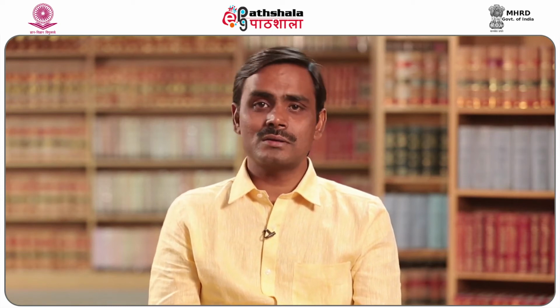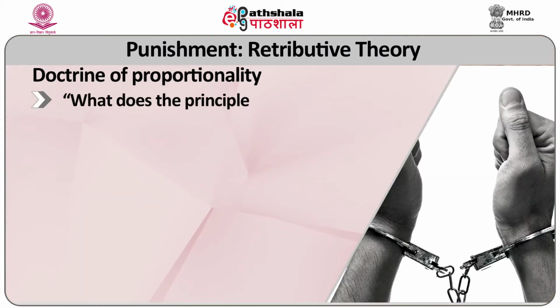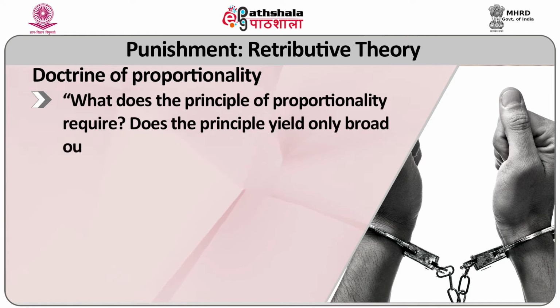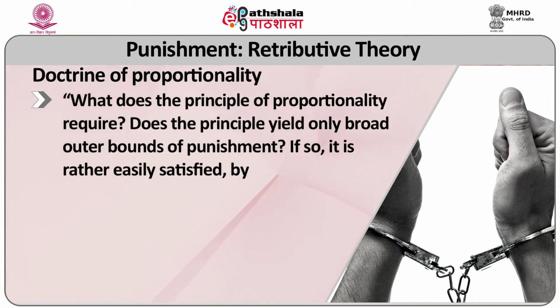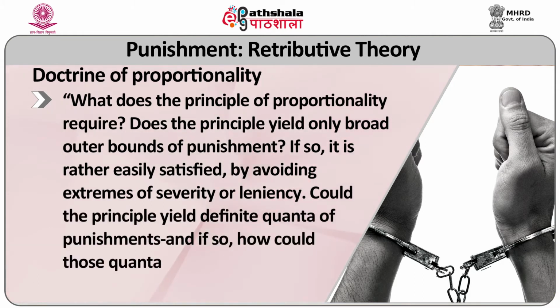To put it otherwise, it aids, as many argue, an element of fairness to punishments meted out. The doctrine of proportionality has, however, been beset with a few scathing questions, namely, what does the principle of proportionality require? Does the principle yield only broad outer bounds of punishment? If so, it is rather easily satisfied by avoiding extremes of severity or leniency. Could the principle yield definite quanta of punishment, and if so, how could those quanta possibly be ascertained?